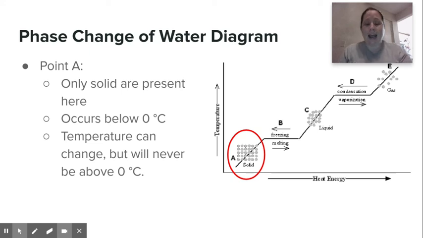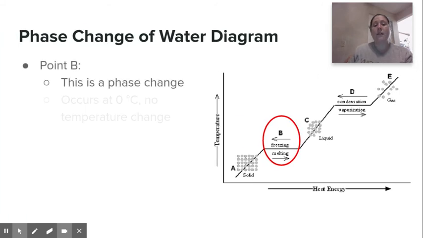So point A, only solids are present here. There's no liquid here. It's completely solid. And this is going to occur below 0 degrees Celsius. The temperature can change during this phase, but it will never be above 0 degrees Celsius. If it was above 0 degrees Celsius, it would have started to melt already.